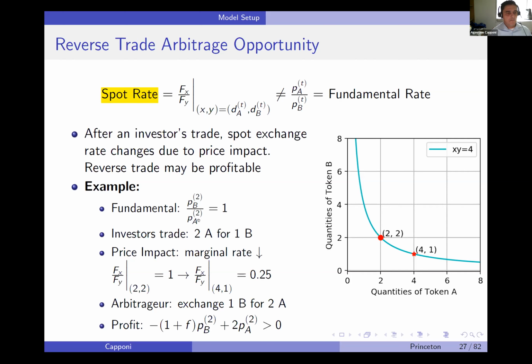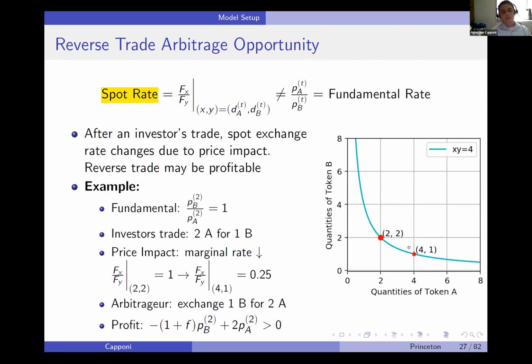Suppose that there is a one-to-one exchange rate between token B and token A. An investor comes, and there were 2 token A and 2 token B in the pool. Now an investor who wants to transact deposits 2 token A in the pool and gets back 1 token B. So this means that the pool will now have 4 token A and 1 token B. And of course, this trade had a price impact, because of the convexity of the curve.